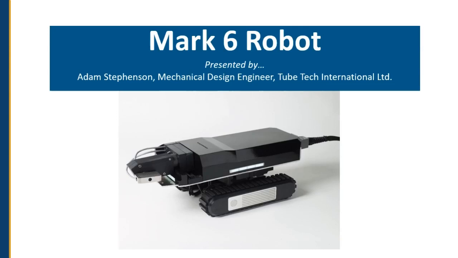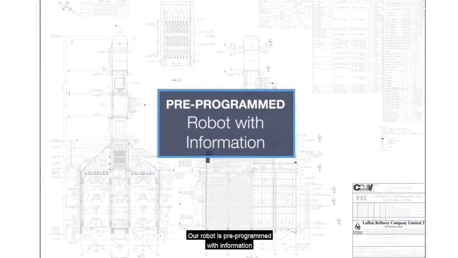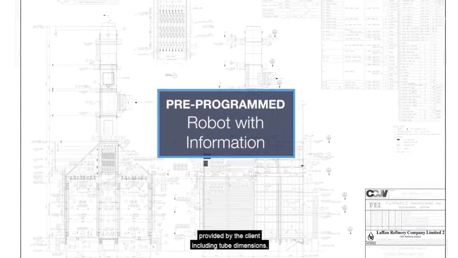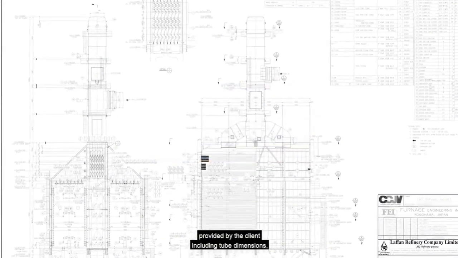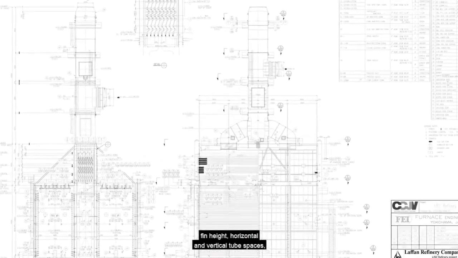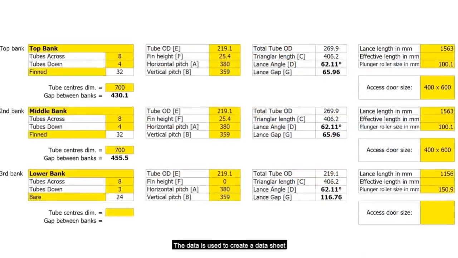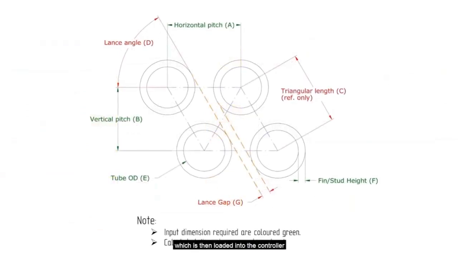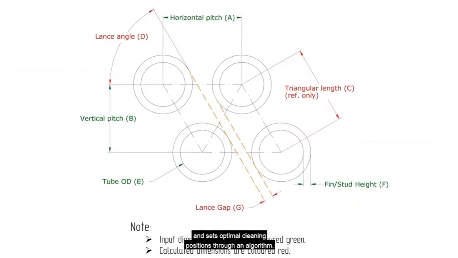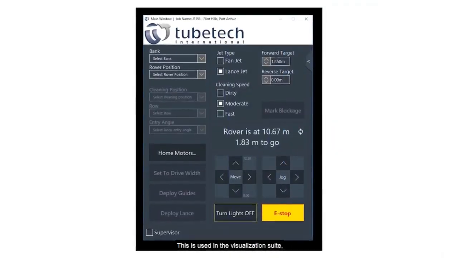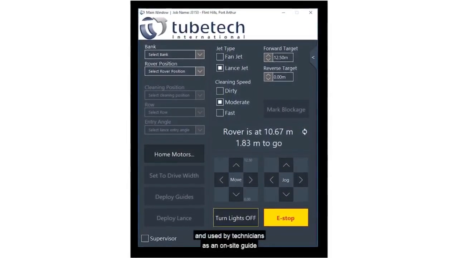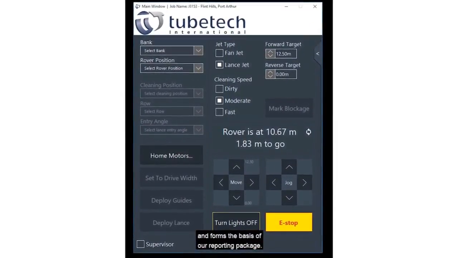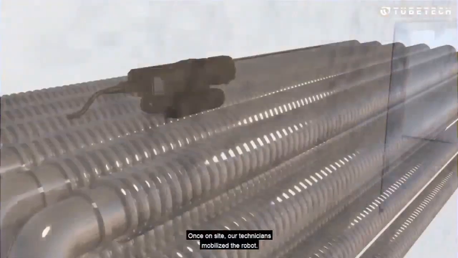Our robot is pre-programmed with information provided by the client, including tube dimensions, fin height, horizontal and vertical tube spaces, and tube supports with heights and access holes. The data is used to create a data sheet unique to the asset being cleaned, which is then loaded into the controller and sets optimal cleaning positions through an algorithm. This is used in the visualization suite and used by technicians as an on-site guide and forms the basis of our reporting package. Once on site, our technicians mobilize the robot.